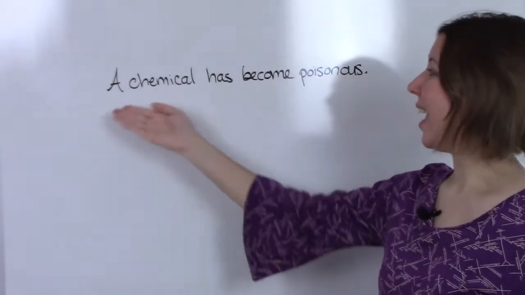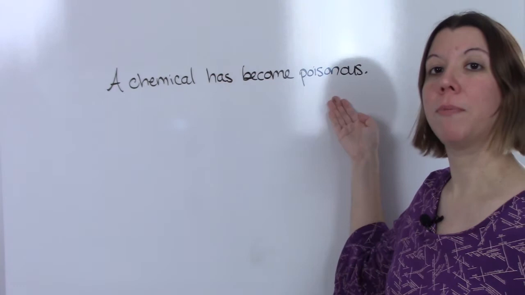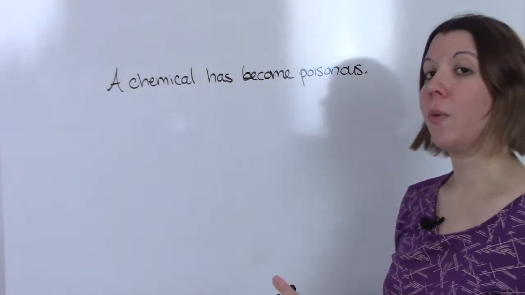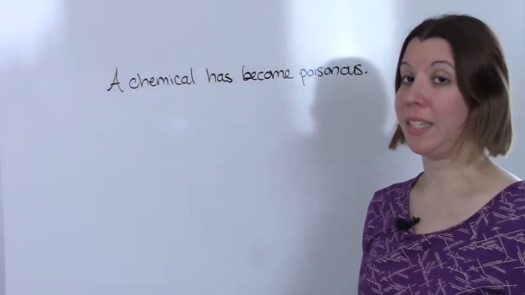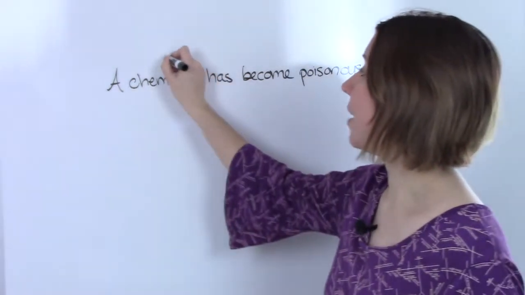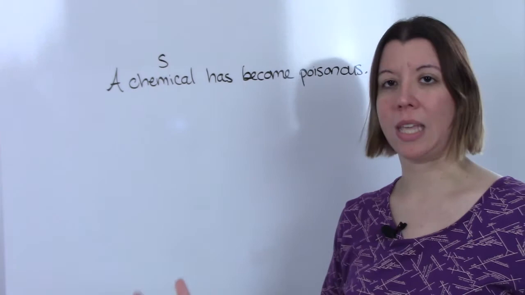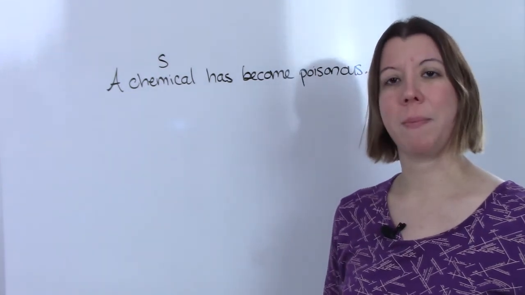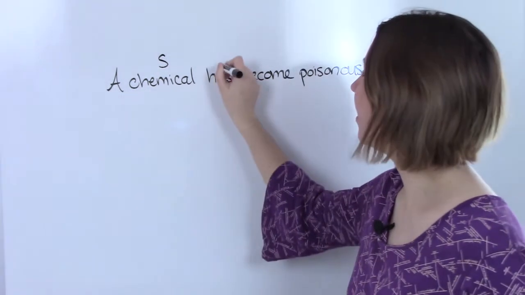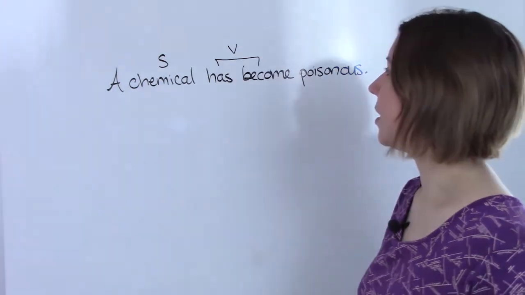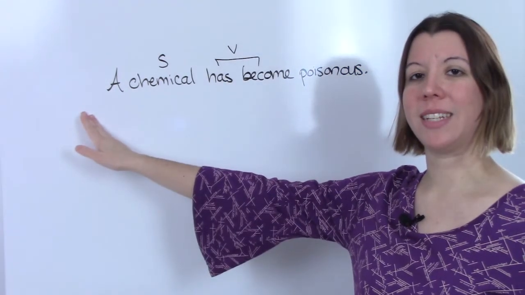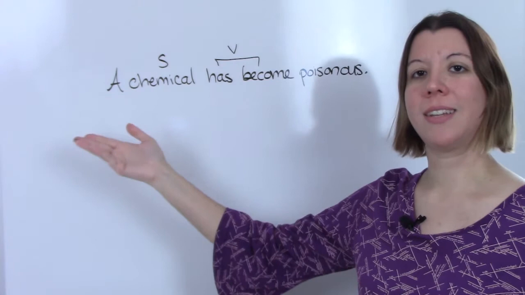Here's the sentence. A chemical has become poisonous. I think, what is the sentence about? It's about chemical. S for subject. Chemical what? What's the chemical doing? Has become. That's my verb. I go back to the beginning of the sentence. What part of speech is A? It's an article.